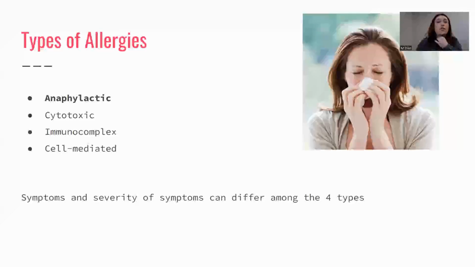There are actually 4 different types of allergies: anaphylactic, cytotoxic, immunocomplex, and cell-mediated. We will just be focusing on anaphylactic today, mainly because that's where the food allergies play into, and that's the most common one that we all know of. With these 4 different types of allergies, the symptoms and severity of the symptoms can differ among all 4 types.